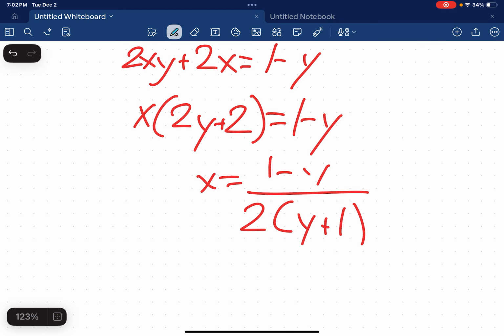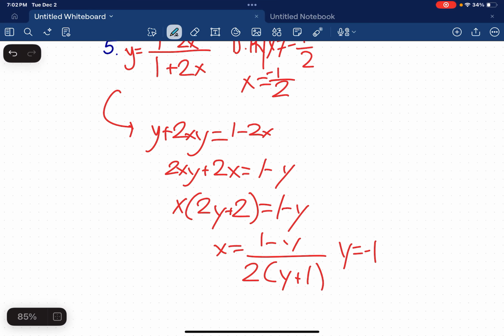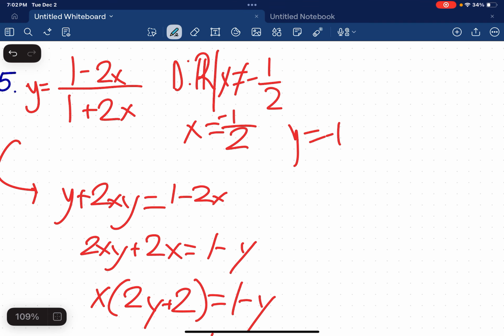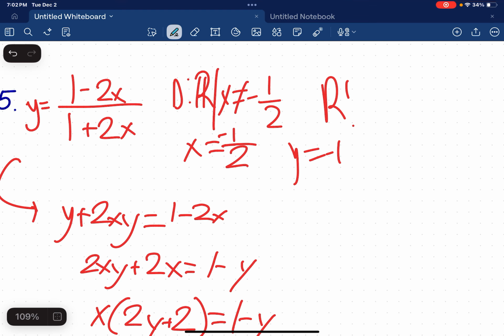And once again, when the denominator is equal to 0, that is when we get our asymptotes, and that occurs when y equals -1. So our horizontal asymptote is going to be y equals -1. Our range is going to be equal to all real numbers such that y does not equal -1.